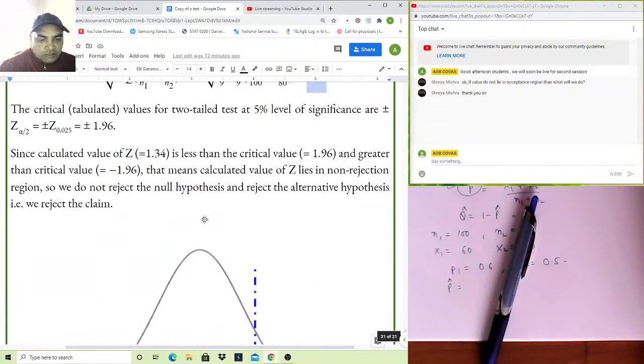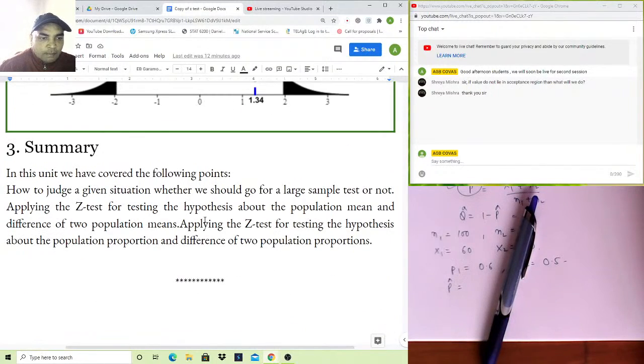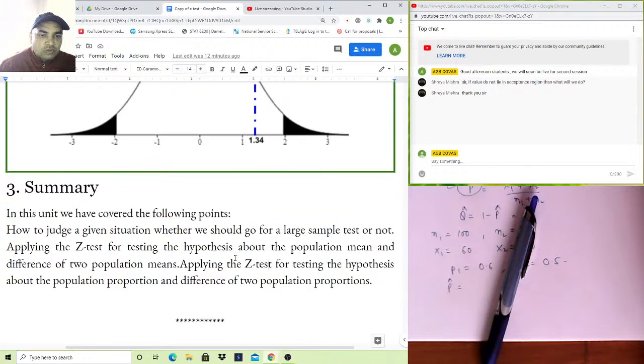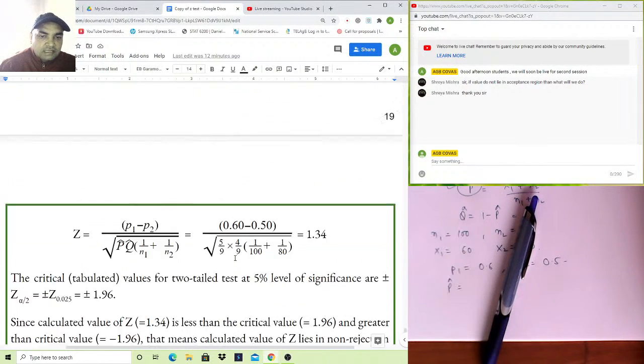So basically this completes our Z test. In this unit we have covered how to judge a given situation, whether we should go for a large sample test or not, applying the Z test for testing the hypothesis about the population mean and the difference of two population means, and applying the Z test for testing the hypothesis about the population proportion and the difference of two population proportions. So this completes our Z test.